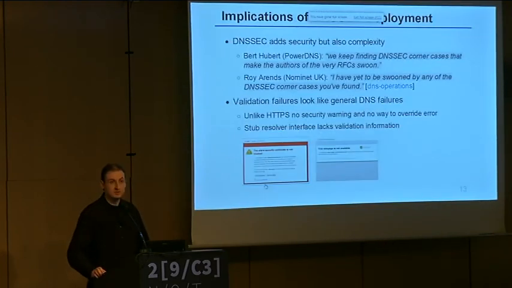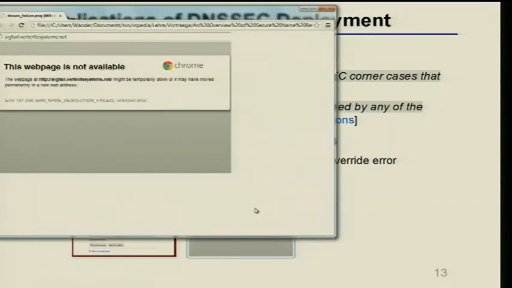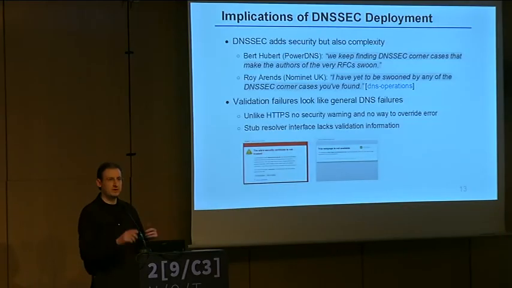With DNSSEC, you can't do this. All your application, your browser gets is a DNS resolution error. It looks similar to this. So you have no way to override it. You have no idea, is my internet connection down? Is the DNS server down? Did the validation not succeed? You simply can't see it. And this is because the interface between the application and the stub resolver, it lacks the DNSSEC information. So there's room for improvement.